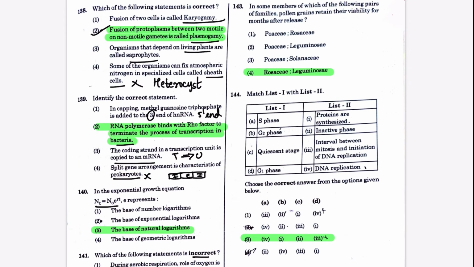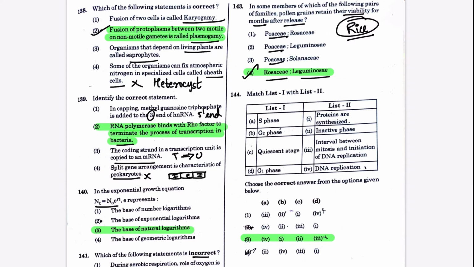In some members of which of the following pairs of families do the pollen grains retain their viability for months, even after their release? If you check in the books, rice and wheat will lose their viability within a few minutes of release. Whereas if we take Rosaceae, Leguminosae and also Solanaceae, even after the release their viability will stay up to a few months. So option 4. In all these 3 options we have Poaceae, so rice will come under Poaceae. Obviously, these 3 won't be the answers.